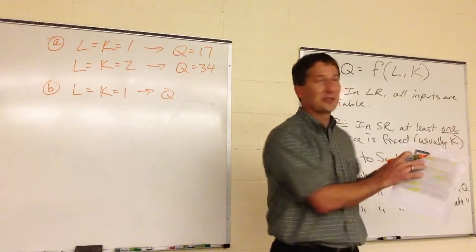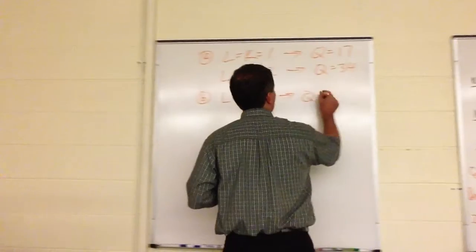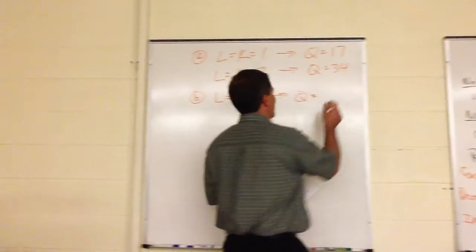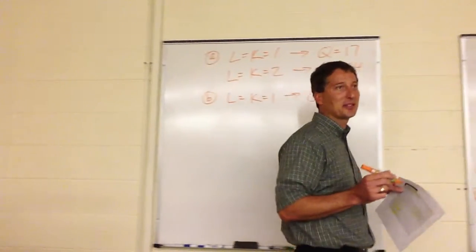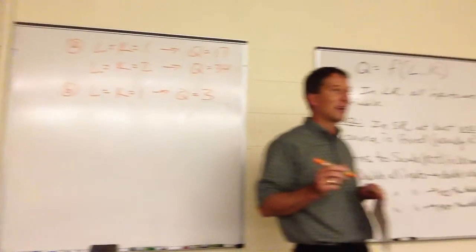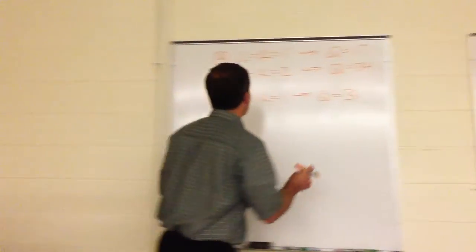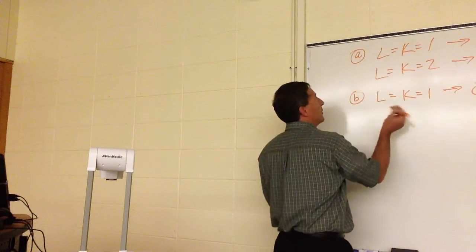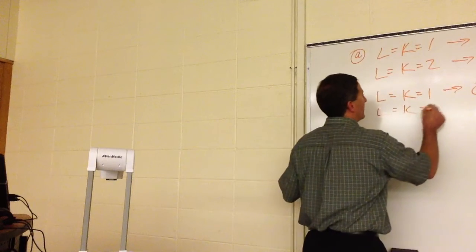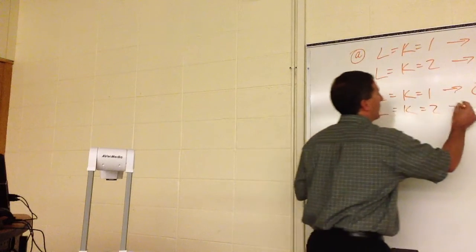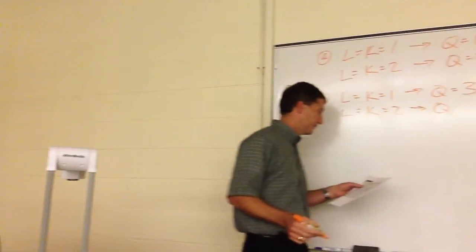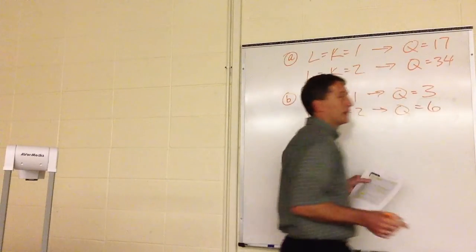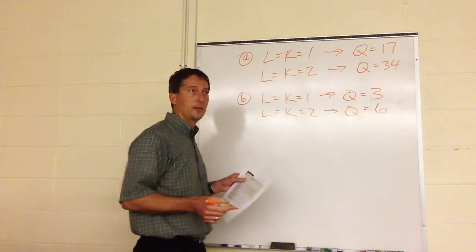So output. Yeah. Now, what if we let both of these double? What does quantity equal? 6. So again, we get constant returns to scale.